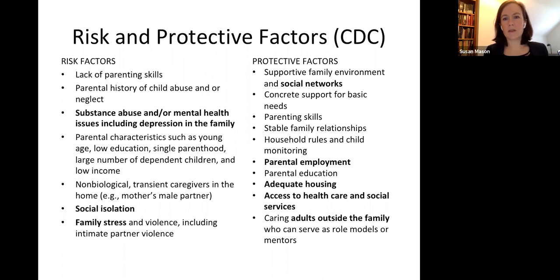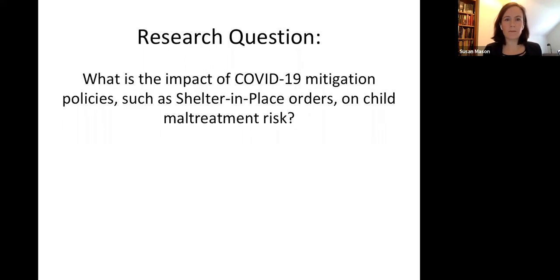This list here, the risk factors and protective factors, come from the CDC, and I bolded the risk factors and protective factors that may be exacerbated or initiated by the COVID-19 pandemic. So on the risk factor side, we have substance abuse and mental health issues in the family, social isolation, family stress. On the protective factors side, we've had disruptions to social networks, to parental employment, to adequate housing, to access to care, healthcare and services, and to access to adults outside the family. So our question was, what is the impact of COVID-19 mitigation policies? And we were particularly interested in shelter-in-place orders on child maltreatment risk.